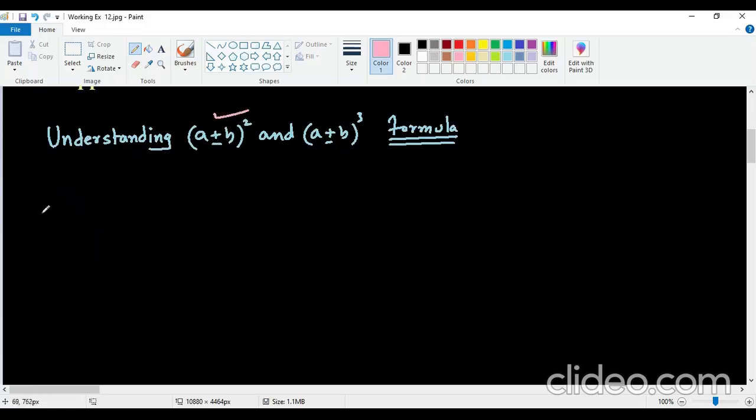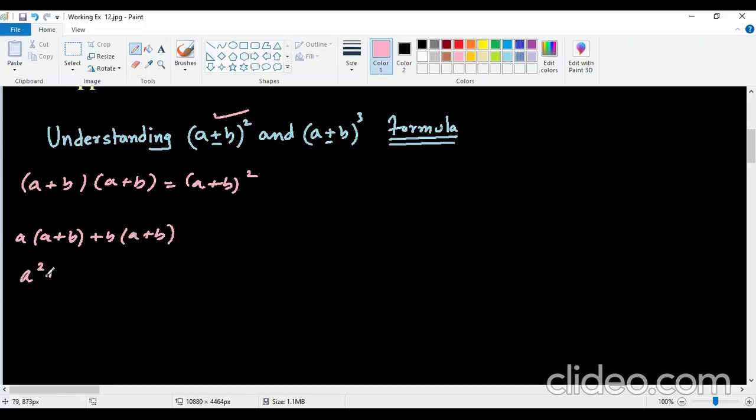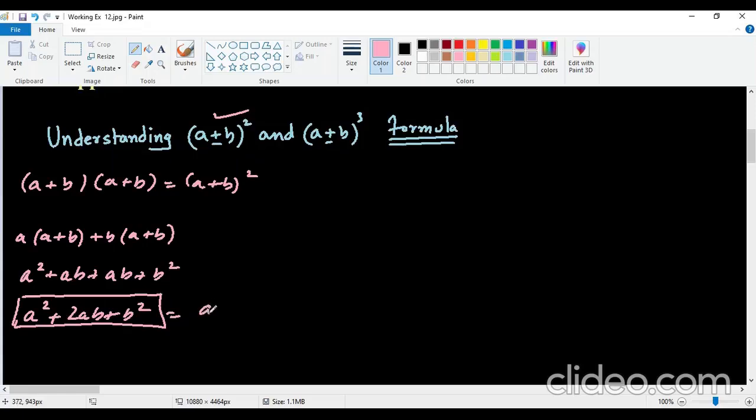As you can see, if a plus b is multiplied by a plus b, it's called a plus b whole square. This actually means that you are multiplying a with a plus b first and then plus b again with a plus b. So this gives you a square plus ab plus ab plus b square. So ultimately this gives you a square plus 2ab plus b square. So this is the formula of a plus b whole square.